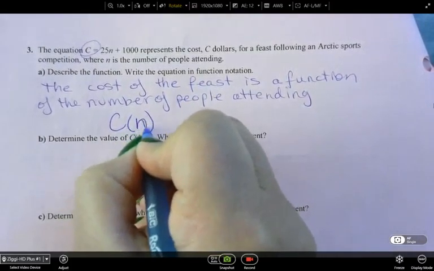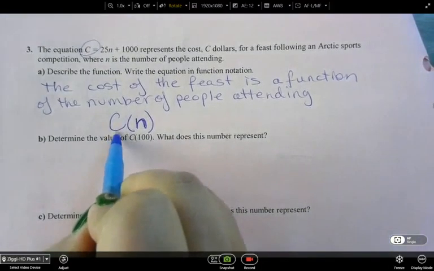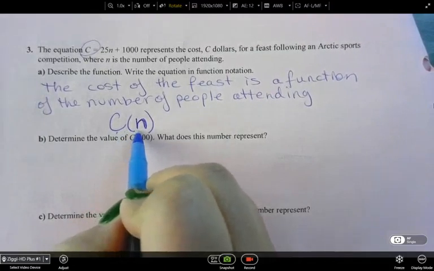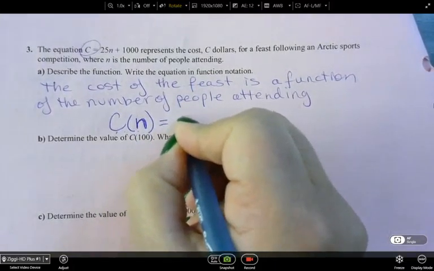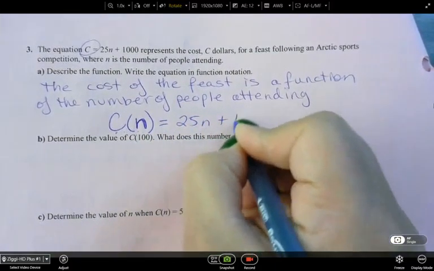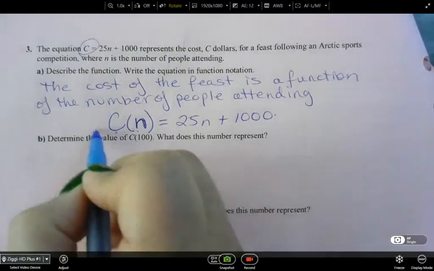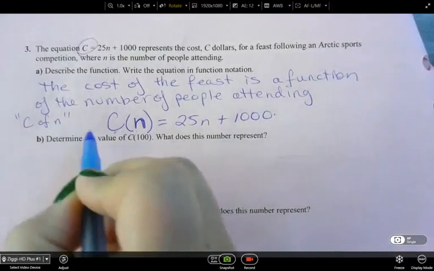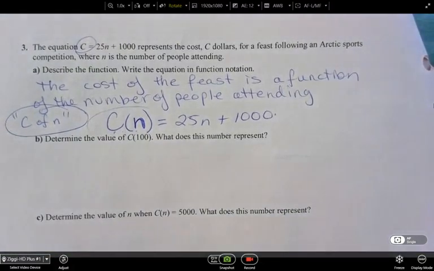Now, this does not mean multiply when it's in function notation. It means that C is a function of n. So n is the variable that's listed on the other side of the equal sign. So that's the only difference here. This part means C of n. That's what this means here. Okay? That's how we read it.